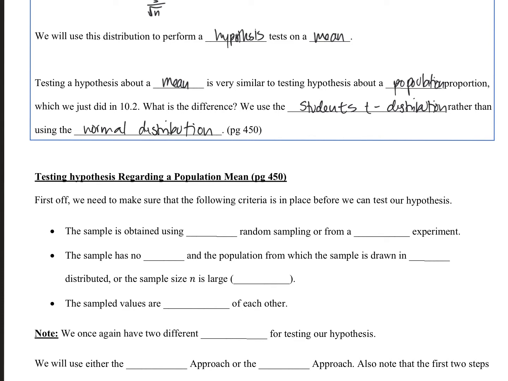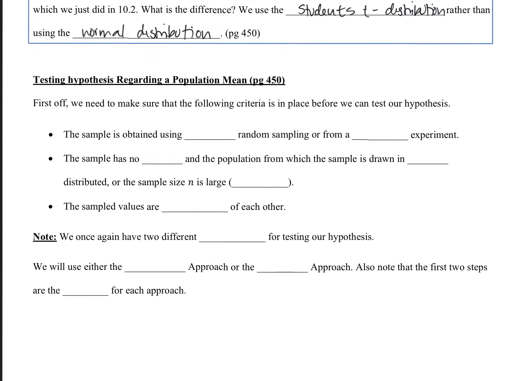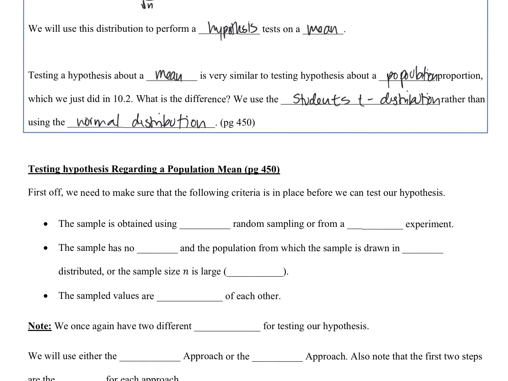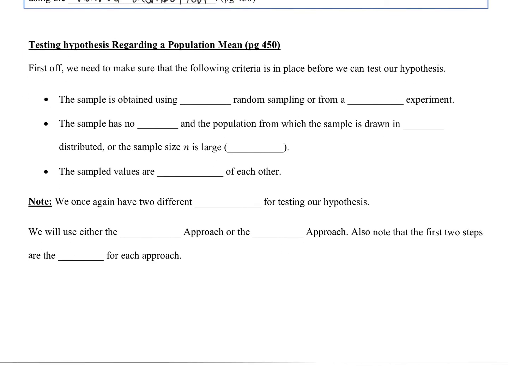And remember, for the student's t distribution, we're not using table 5 anymore, we're using table 6, which is in the back of your book, or if you're using the online book, that should be under Tools for Success. They have the tables under there as a PDF as well. So, testing hypotheses regarding a population mean.